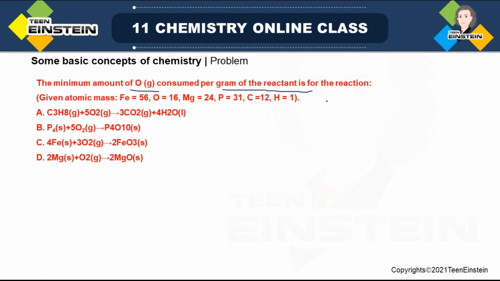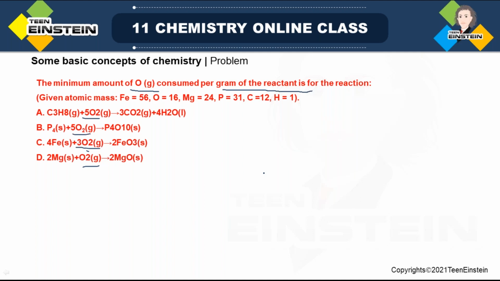Because a total of 4 different types of reactions are given in options A, B, C, D. In all the reactions, one thing is common. Which is the common point? That oxygen is the common reagent in all these reactions, and there is some other substrate present. In the first case, it is propane, then phosphorus, then iron and magnesium. So you have to find in which case per gram of reactant.